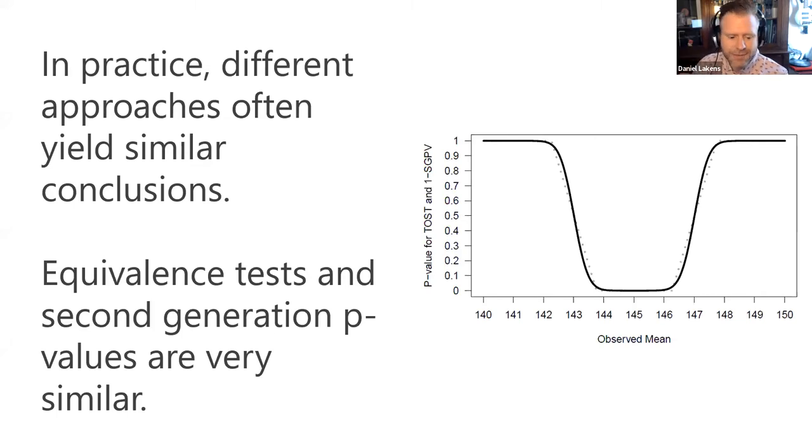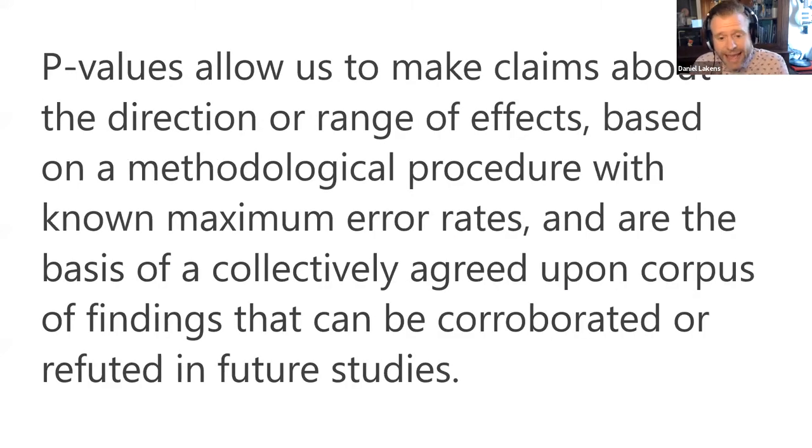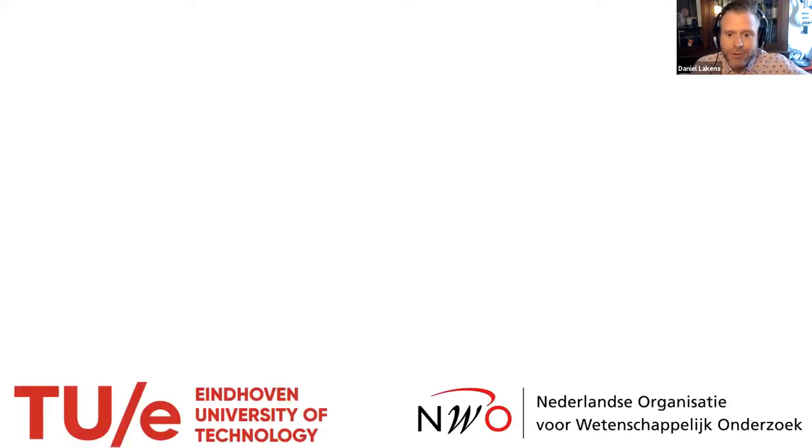but I like to have a logical, consistent approach when we do certain statistical inferences, and p-values are just a very nice way to make claims about the direction of effects, or sometimes about the range in which an effect is, based on a methodological procedure that gives us a known maximum error rate. Thereby they allow us to form the basis of a collectively agreed upon corpus of findings that we can then corroborate in future studies or try to refute in future studies. So that is my argument for why we should all be using p-values. Thank you so much.